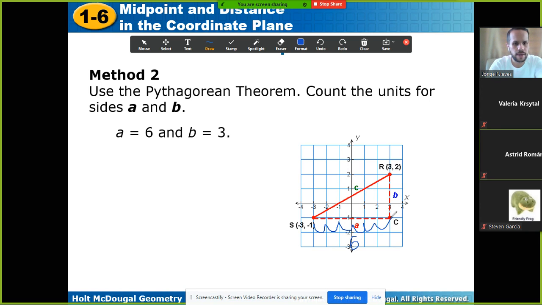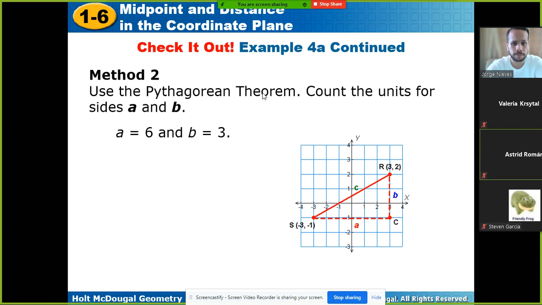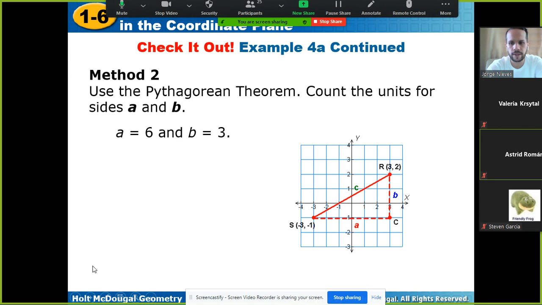Okay, and B has 1, 2, 3. That's where you obtain those units. We have to count the units for sides A and B. That's how we count the units. Okay, así es que contamos las unidades. So we can see that we're going to obtain the same result.